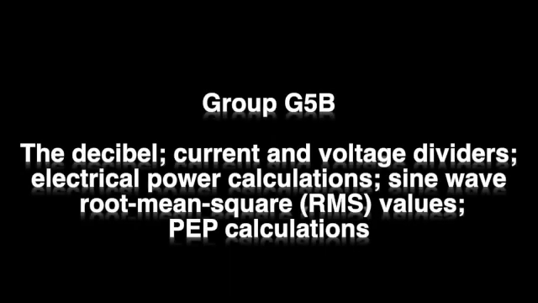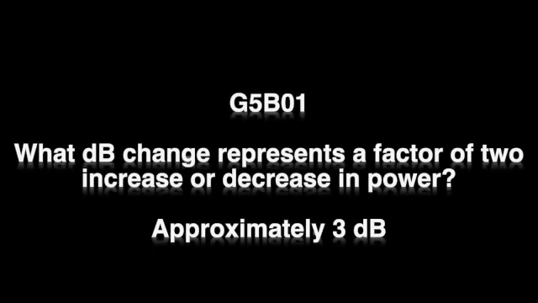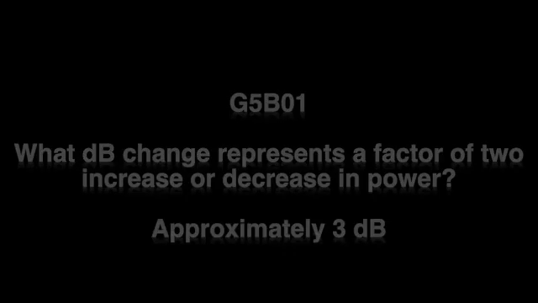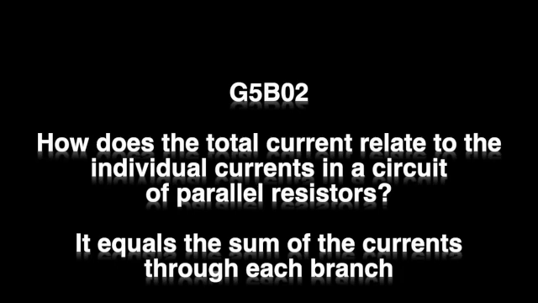Group G5B: the decibel, current and voltage dividers, electrical power calculations, sine wave root mean square (RMS) values, PEP calculations. G5B01. What dB change represents a factor of 2 increase or decrease in power? Approximately 3 decibels. G5B02. How does the total current relate to the individual currents in a circuit of parallel resistors? It equals the sum of the currents through each branch.